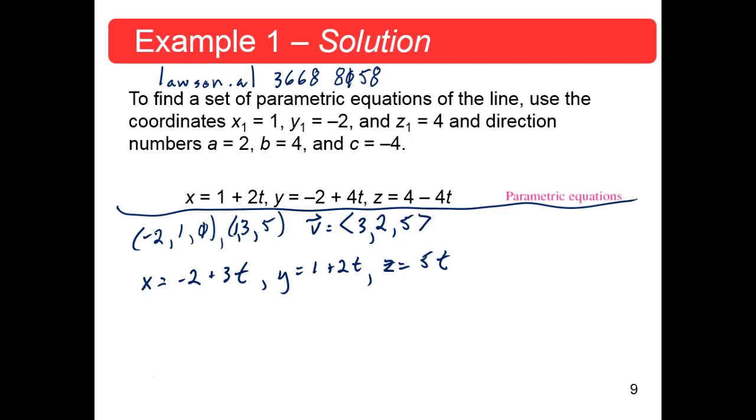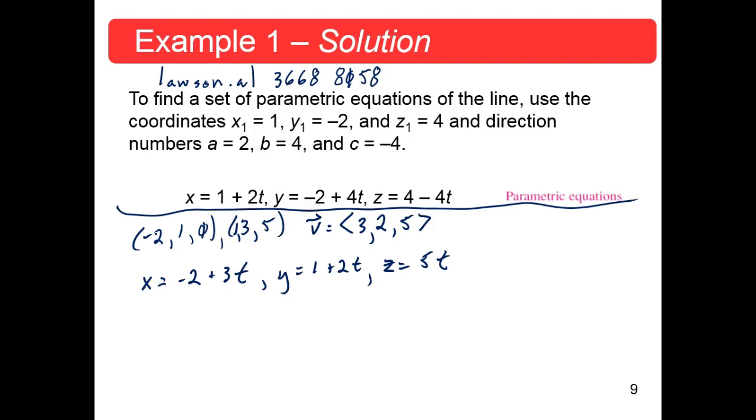Okay? Now, first, easiest, best thing to do, come up with a vector between those 2 points. And that's pretty easy to do. Choose one of them to be the initial point, one the terminal point, and do the subtraction. I chose this to be terminal, so 1 minus negative 2 is 3. 3 minus 1 is 2, and 5 minus 0 is 5. So there's the vector between those 2 points.